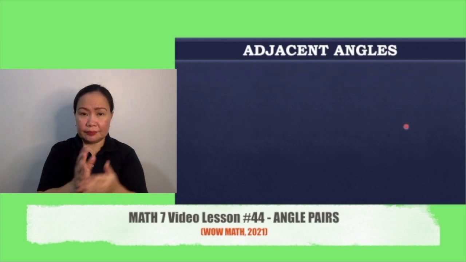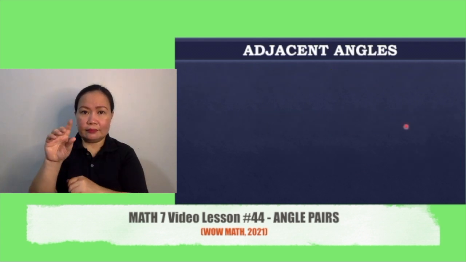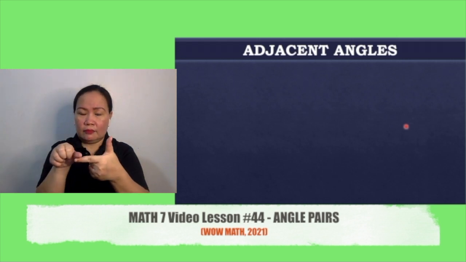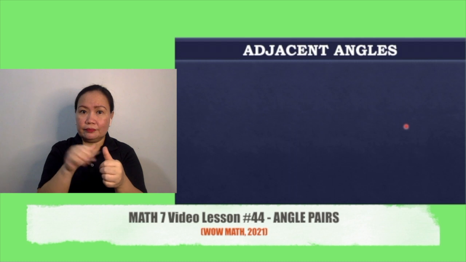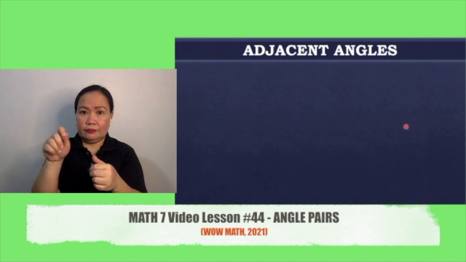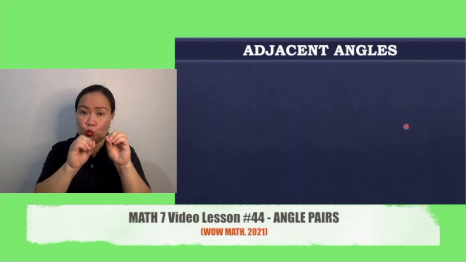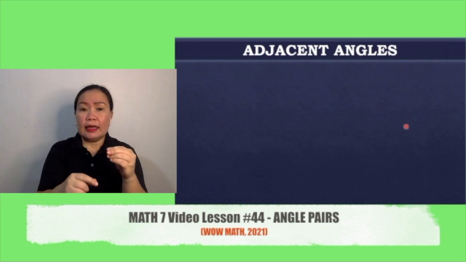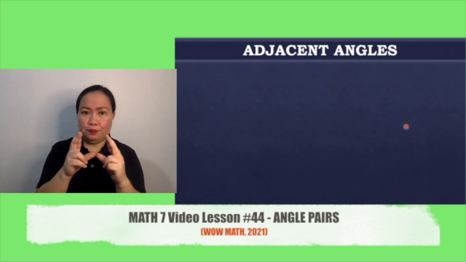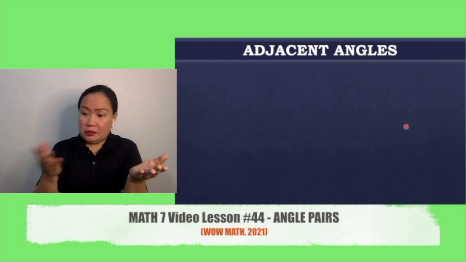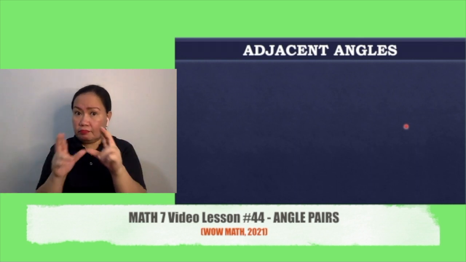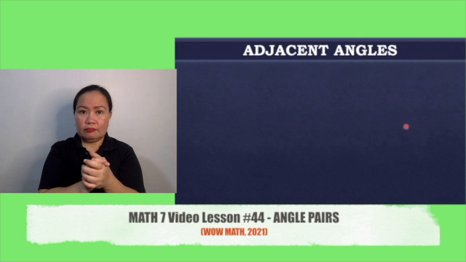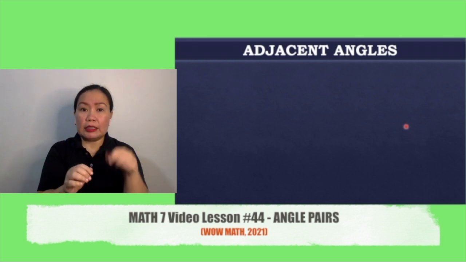Okay, so let's start with the adjacent angles. So iisa-isahin natin ang mga angle pairs natin. So dito, tuturuan ko kayo kung ano ba ang pagkakaiba-iba ng mga angle pairs na to and their relationship. Okay? Ito ba ay related sa ganito? Ito ba ay related sa ganitong kinds of angle pair na to? So yun po ang aalamin natin.